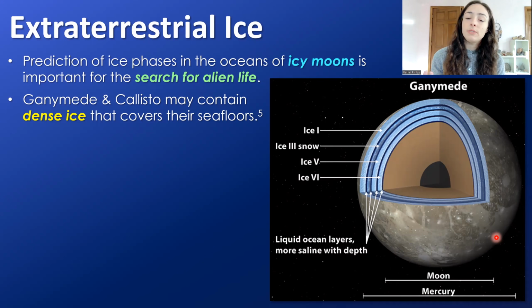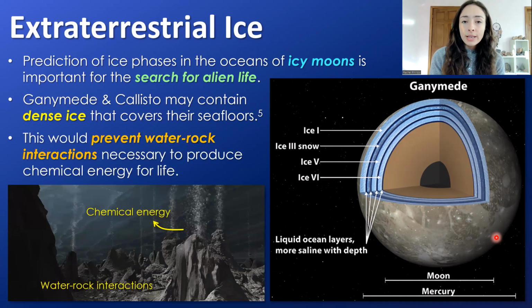But the gist here is if dense ice is covering these worlds' sea floors, then that prevents water-rock interactions. The direct interaction between the rocky mantle and liquid water is very important for life as we know it, at least, because that creates what we call chemical energy, or basically chemical compounds, because of the dissolution of these rocks, that can give life a means to make energy, and a means to metabolize, and a means to live. So if there's the presence of dense ice on these worlds, it makes the presence of life much less likely.